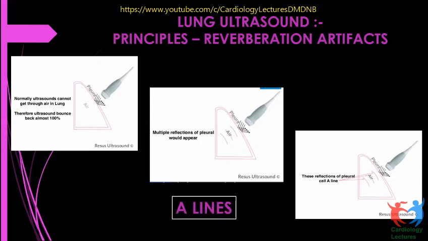So A line is a very important line when you learn or when you do a lung ultrasound. Just keep it in mind. We will come to it as the presentation goes forward. So once the ultrasound beam reflects from the pleura, which is a very reflective surface, the reverberation artifacts of that pleural line will cause A lines.